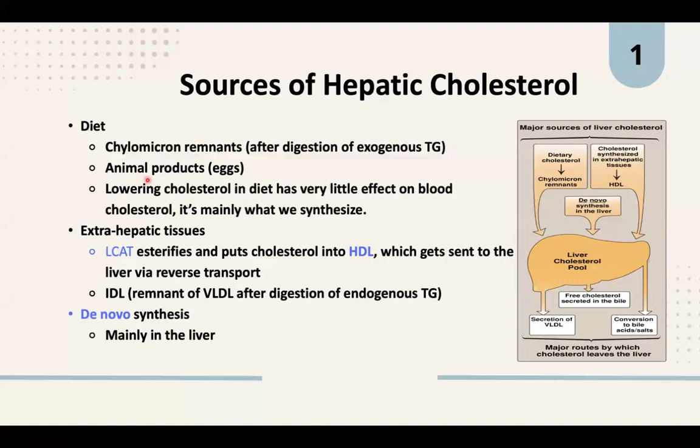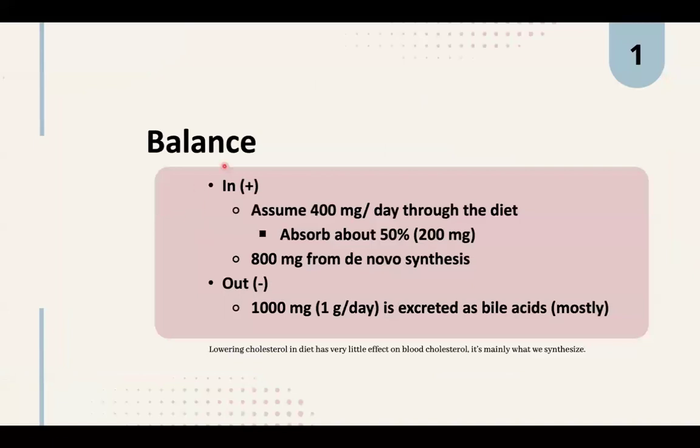What kinds of foods give you cholesterol? Animal products, and eggs are a good source of cholesterol. Now there's this point, which is lowering cholesterol in the diet has very little effect on blood cholesterol, and it's mainly what we synthesize. What do we mean by that? So for cholesterol, we have a balance. We have cholesterol coming in and going out.